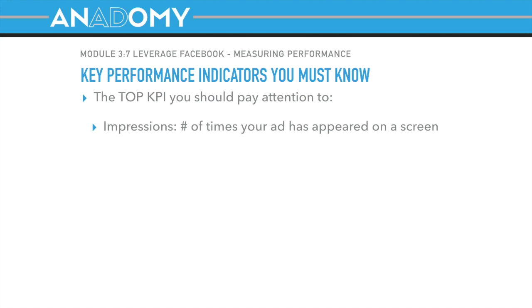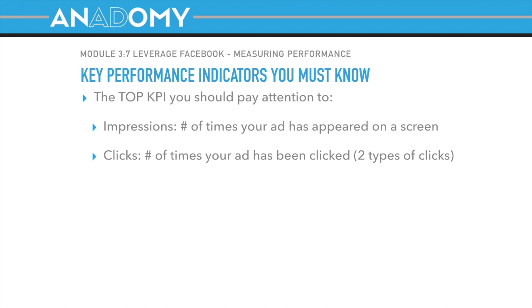If you're in the audience network, it's the number of times it showed up in somebody's app. If you're in the mobile newsfeed, it's the number of times it showed up on someone's tablet or phone. If you're in the desktop newsfeed, it's the number of times your ad was on a desktop screen. The next term here is clicks. This is pretty self-explanatory. It's simply the number of times that your ad has been clicked.